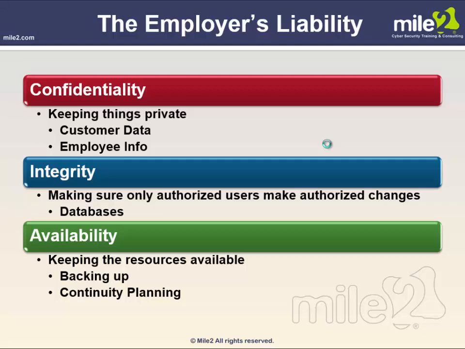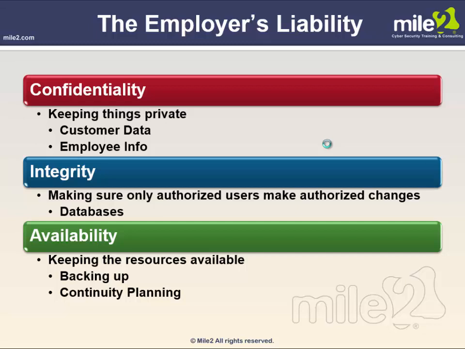Then we get into what's called integrity of our CIA. Now, integrity is making sure only authorized users are able to make authorized changes, such as to databases and so forth. We provide integrity through the use of what's called a hash value, or hashes. And we will also talk about this in the section where we talk about password cracking and so forth, as well as in the encryption module.